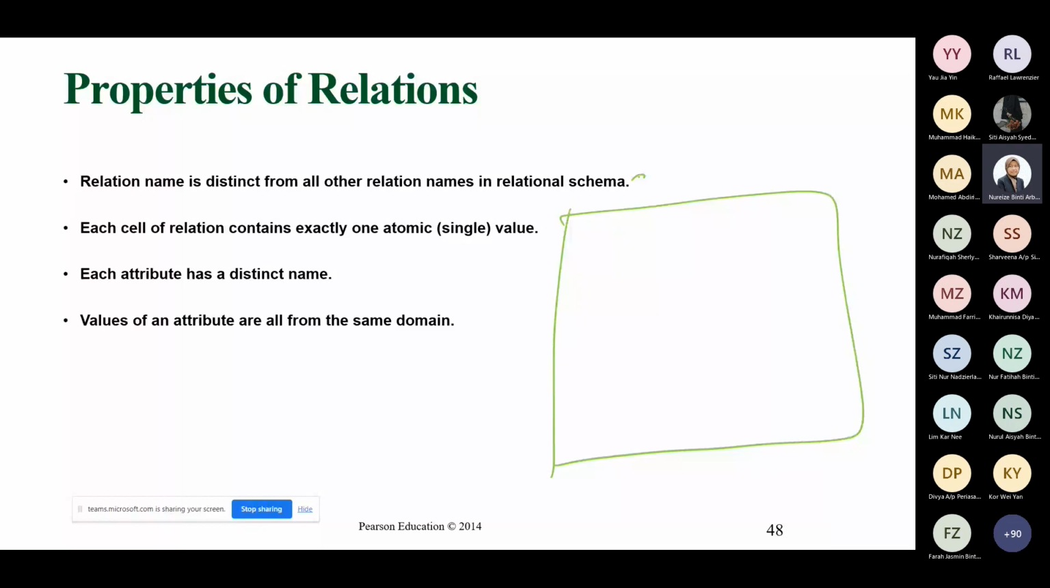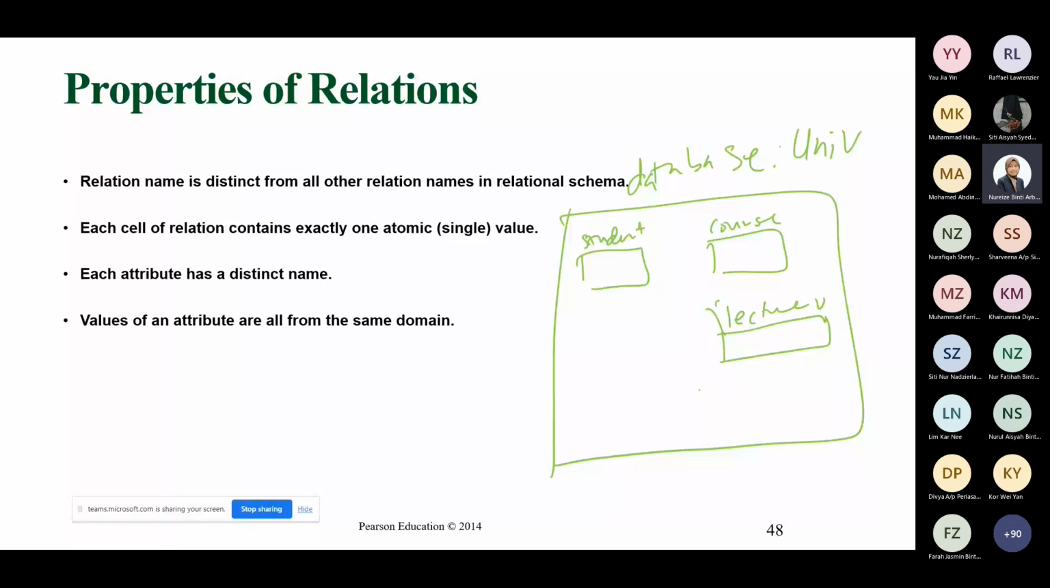For example, this is a university database. We have a student table, course, lecturer, program, and so on. But we rarely have another table named the same. So they guide us that the relation name must be distinct from all other relation names.